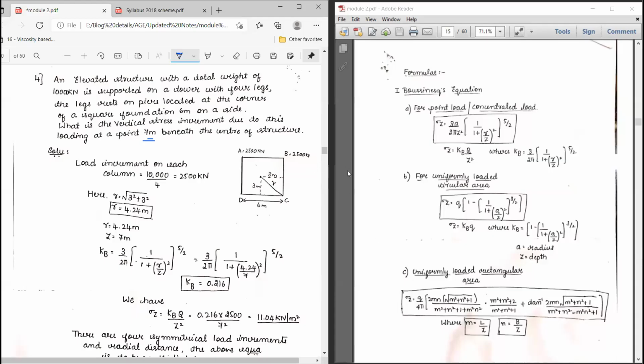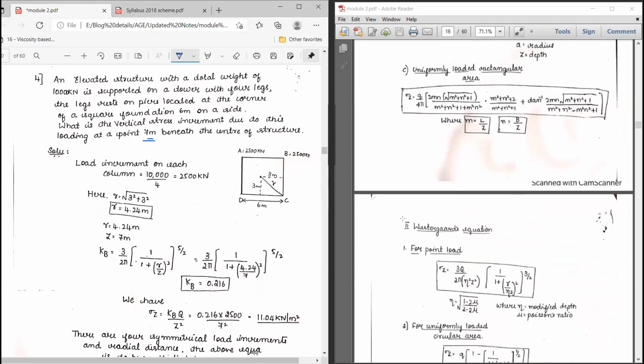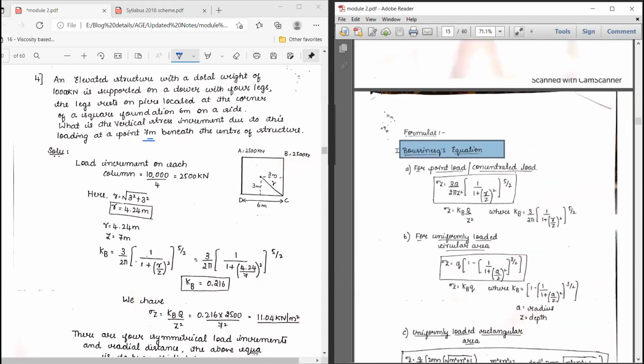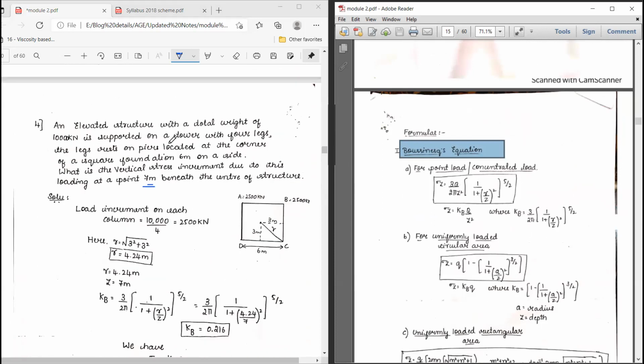Now you can observe I had opened the two tabs. In the right tab, I had shown the formulas to be used in the calculation of vertical stress in soil. Two sets of formulas are there. One set is given by Boussinesq and another set is given by Westergaard. So this is the Westergaard formula and this is the Boussinesq formula. Both I had opened, so depending on the problem, you have to choose the formula. Now let us see this problem.